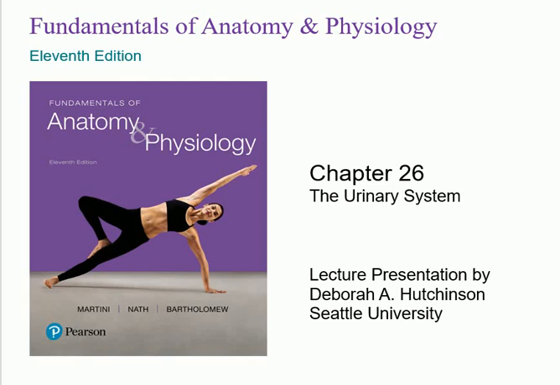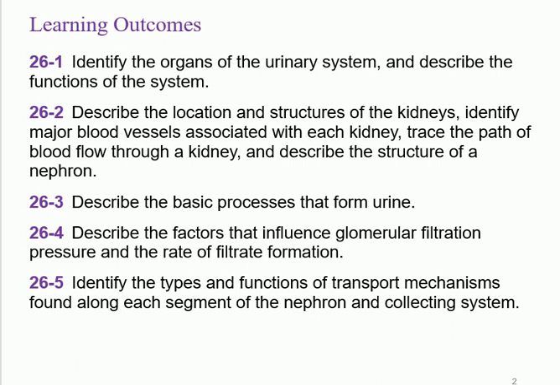Unit 4, the first chapter is 26, which is the urinary system. And we did that in the lab. I'm assuming that you guys are familiar with most of these. We finished the urinary system in the lab, which is good, so you can imagine what I'm talking about. So we're going to talk about the urinary system.